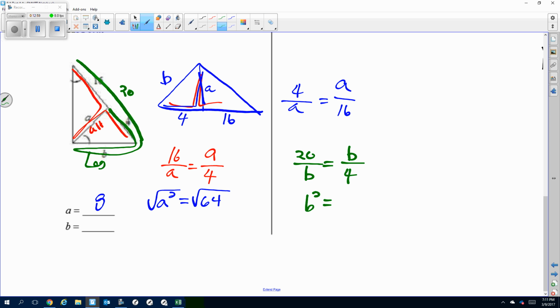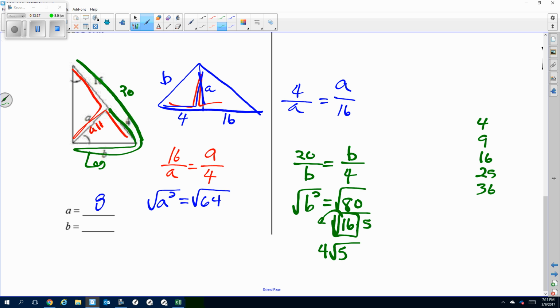So we have B squared equals 80, and we had to simplify this. Now, some of you did it in the calculator, and that was fine, but I was hoping that you see I can get 80 doing 16 times 5. You want to find a perfect square. If you look at the first set of perfect squares, 2 squared is 4, 9, 16, 25, 36. You want to try to use these numbers to see if you can break it down. So 16 is the perfect square. That comes outside the radical, so that becomes 4 square root of 5.